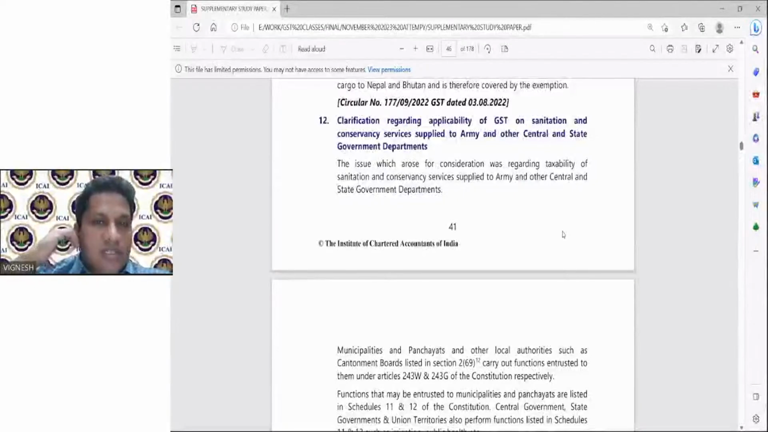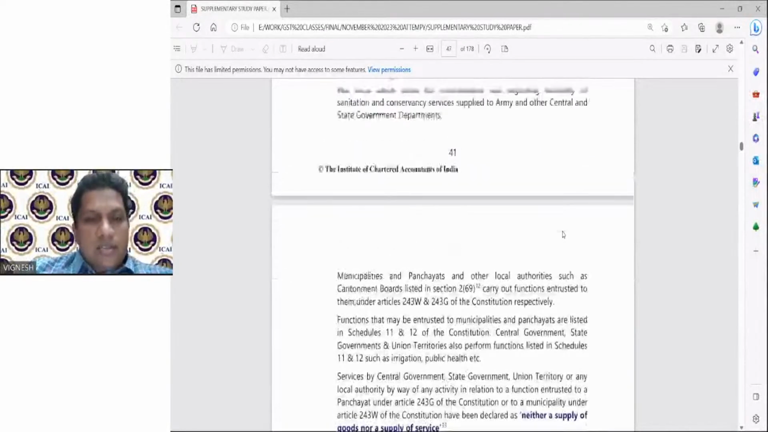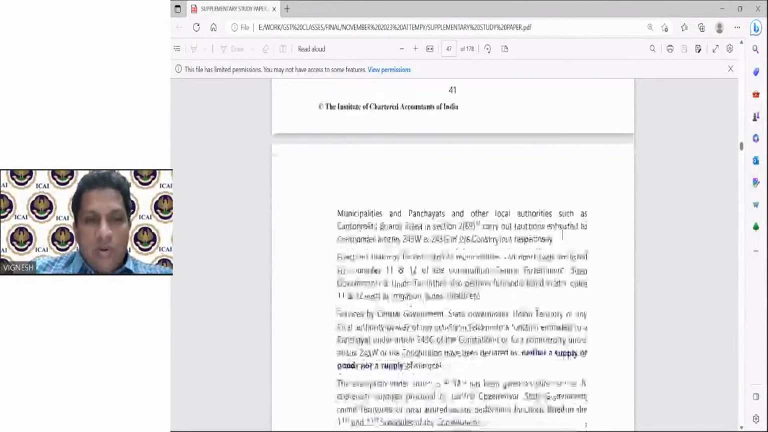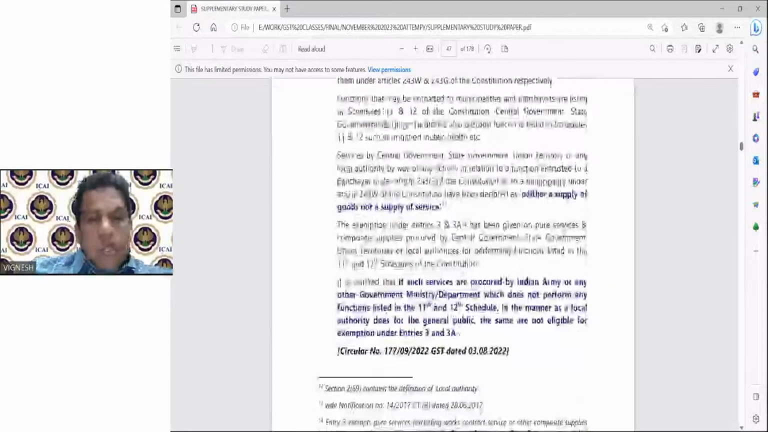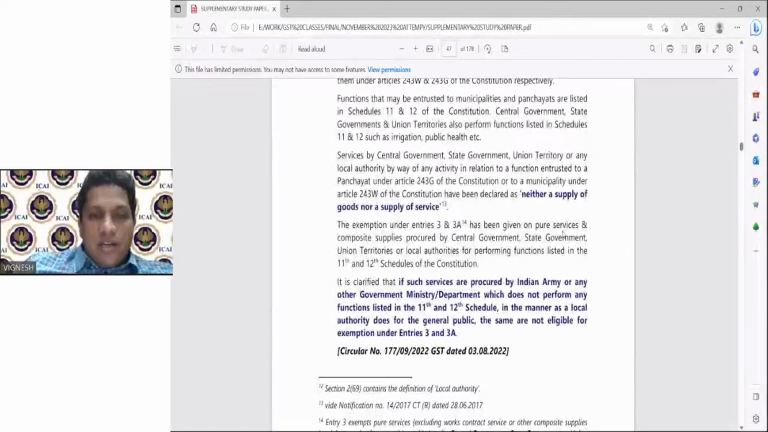Sanitization and conservancy services supplied to the Army and central and state government departments. Sanitation services are provided to the Army and governments, municipalities, etc. Functions are listed in Schedule 11. Services by this are clearly covered under an exemption. Municipality, it is again services by the central government, etc. There is neither a supply of goods nor a supply of service.